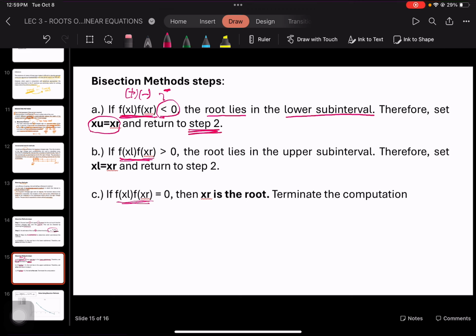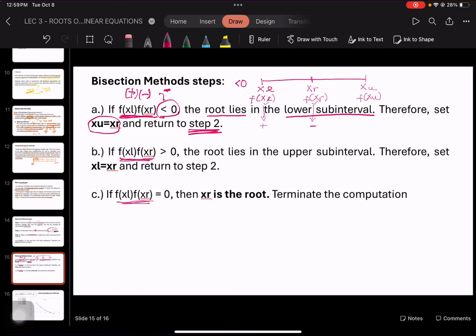So, anong ibig sabihin yan? Diba, meron ka dito XL and XU. Kinuha mo itong f of XL at saka f of XU, meron silang opposite sign. Now, kinuha natin yung XR. Then, we evaluate what is f of XR. Then, we compare, multiply f of XL and f of XR. Kung less than 0 siya, ibig sabihin, different sila ng sign. Pwede itong positive, pwede negative.